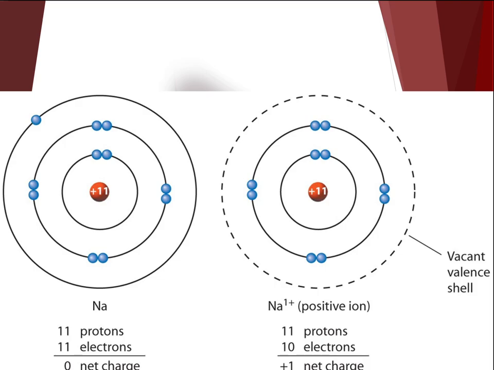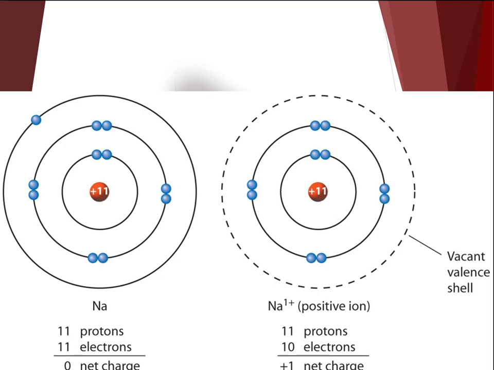A neutral atom acquires a charge if its positive and negative charges become unbalanced. This happens when an atom gains or loses one or more electrons. The atom then becomes a charged particle called an ion.